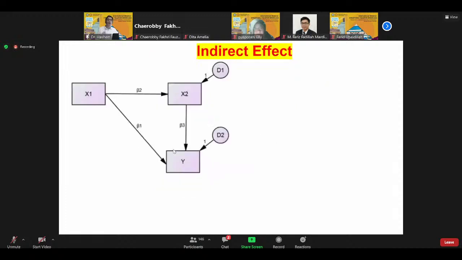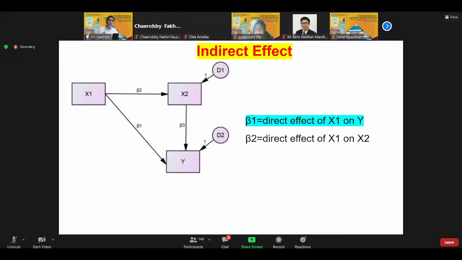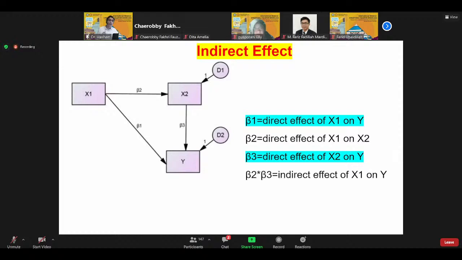This one I would like to add something which is very important when you are doing structural equation modeling analysis. Normally, you have done many times the direct effect. For example, beta 1, which is x1 over y, is the direct effect of x on y, right? However, we also have beta 2, the direct effect of x1 on x2, and beta 3, the direct effect of x2 on y. However, the multiple of beta 2 and beta 3 is the indirect effect of x1 on y.